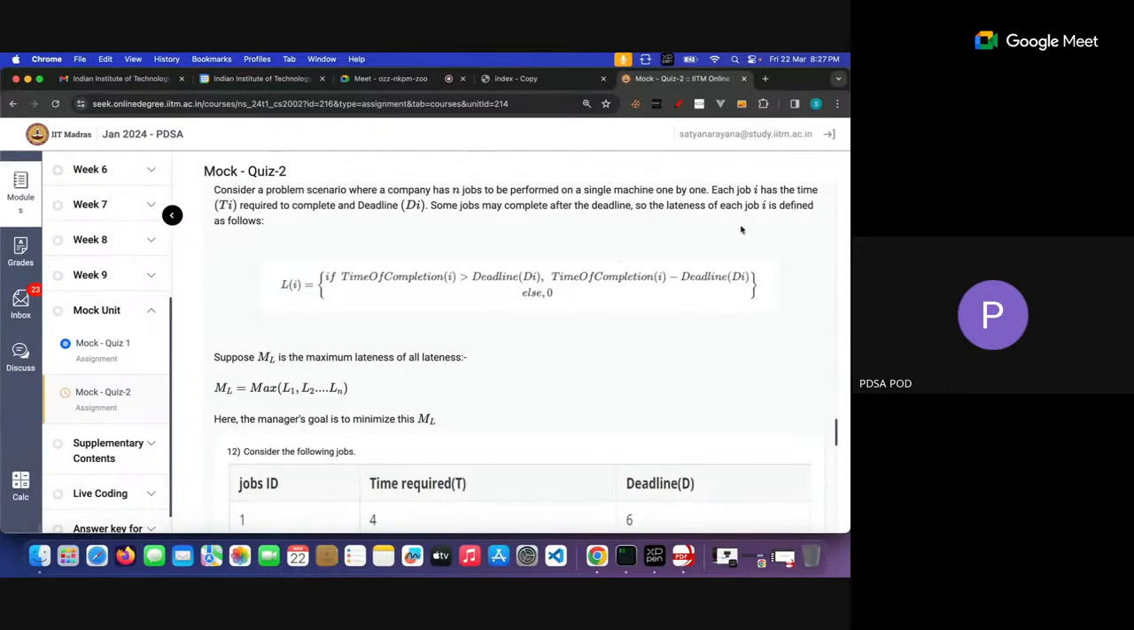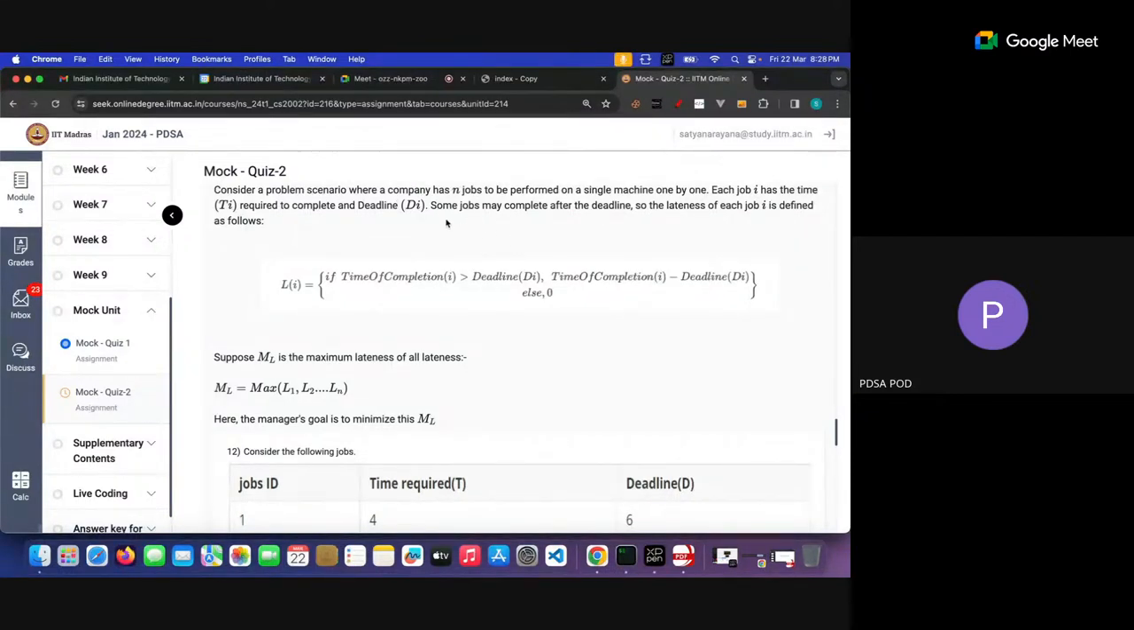Each job i has a time t_i required to complete. And a deadline is there, so definitely before the deadline we try to finish it. Its required time is this, but it should be finished by this deadline, then only it is feasible. Otherwise, even if you produce it after the deadline, that product may not have demand in the market. That's a kind of real scenario.